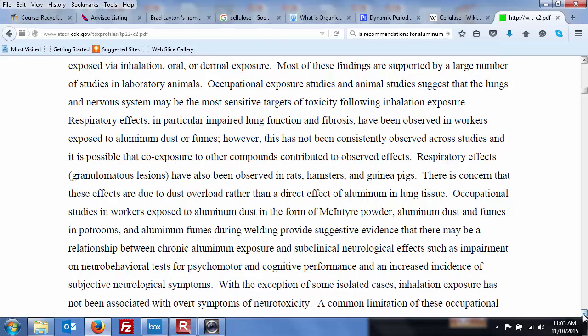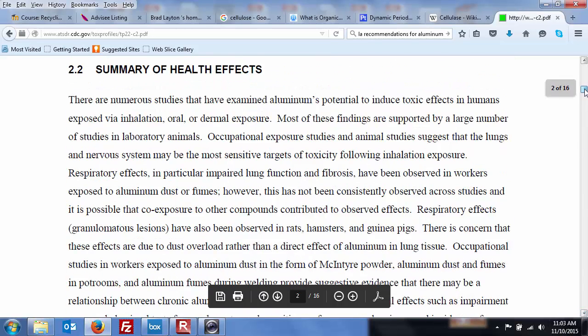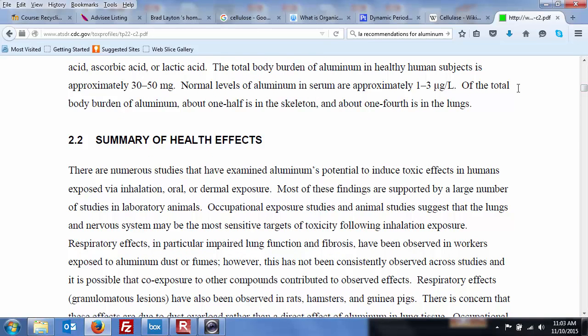So this is what I'm most familiar with: neurological effects, psychomotor, so just how your muscles act, how you think, and other neurological symptoms. It does say that having up to 30 to 50 milligrams is kind of the max you can expect to have. I'm sure there are people walking around with 10 times that much that are just fine.